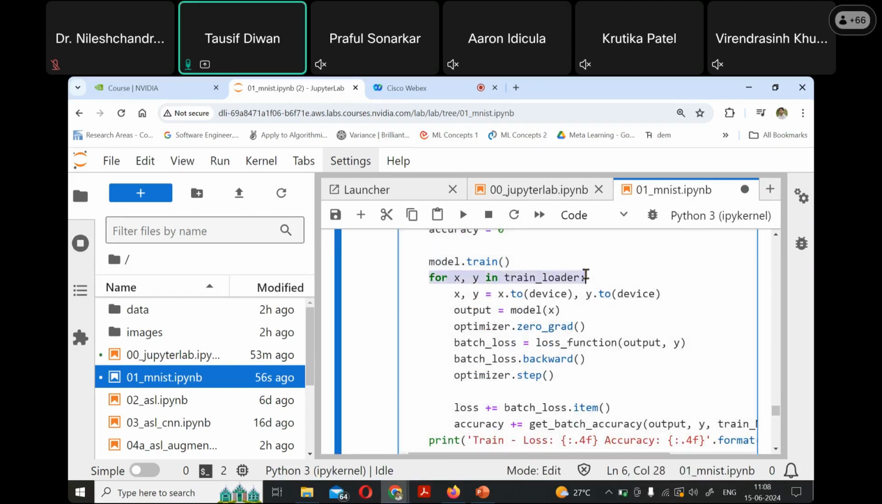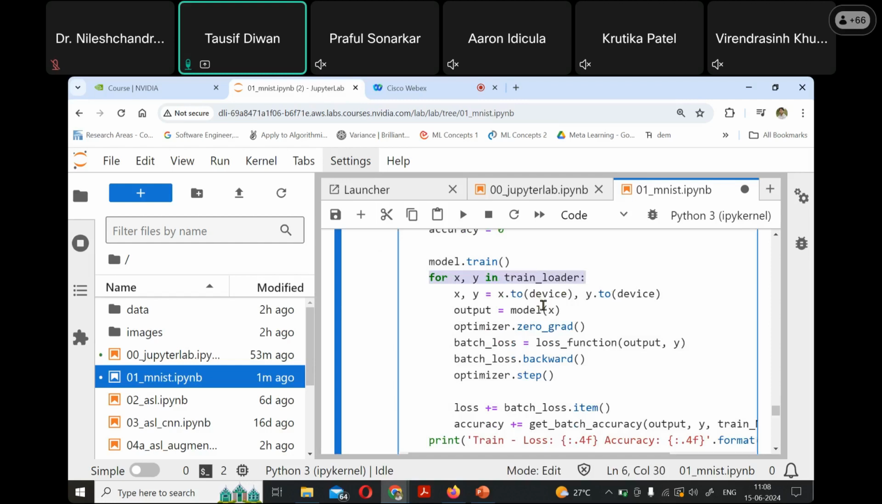Now x, y, and from where are we taking x, y? We are taking x, y from the train loader. 32 samples are provided in the first iteration, 32 because 32 is the batch size. x, y is equal to x dot to device and y dot to device. First of all, this batch should be moved to the GPU.